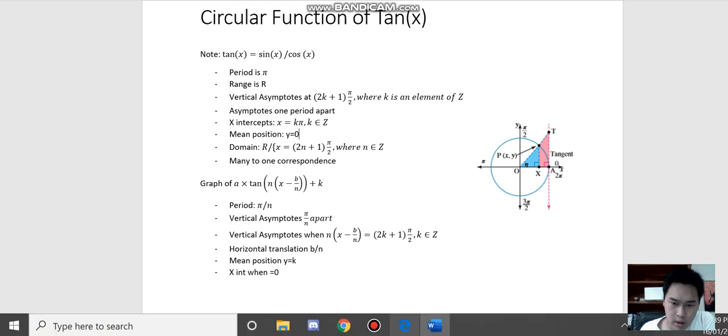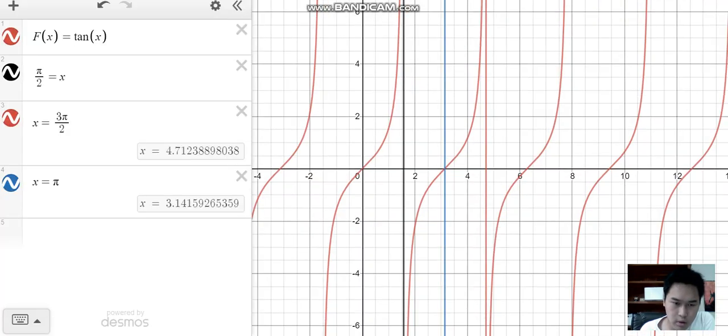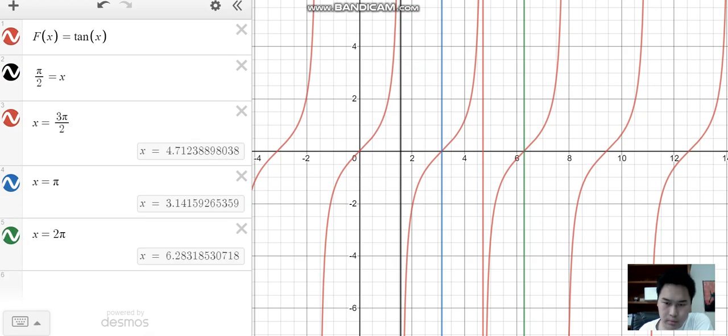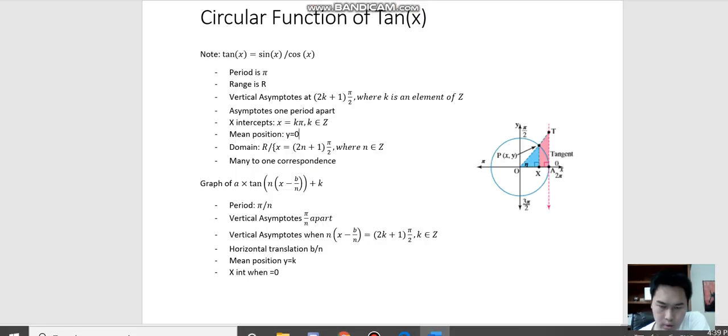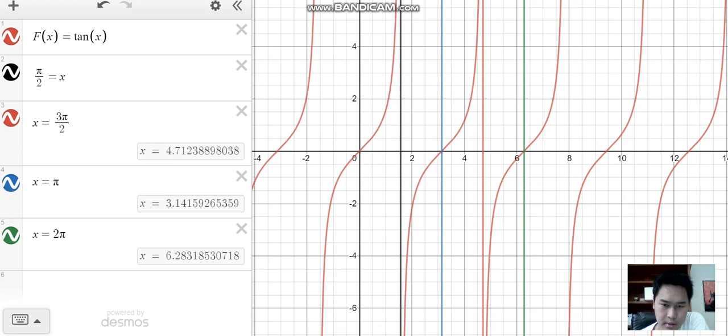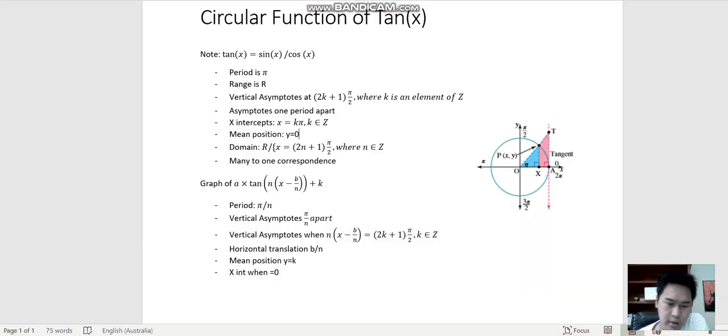So if we go to x equals 2 pi, the rule is still there. But the point is that's what the x-intercepts are. There's also a many to one correspondence because it passes the vertical line test, but it fails the horizontal line test.